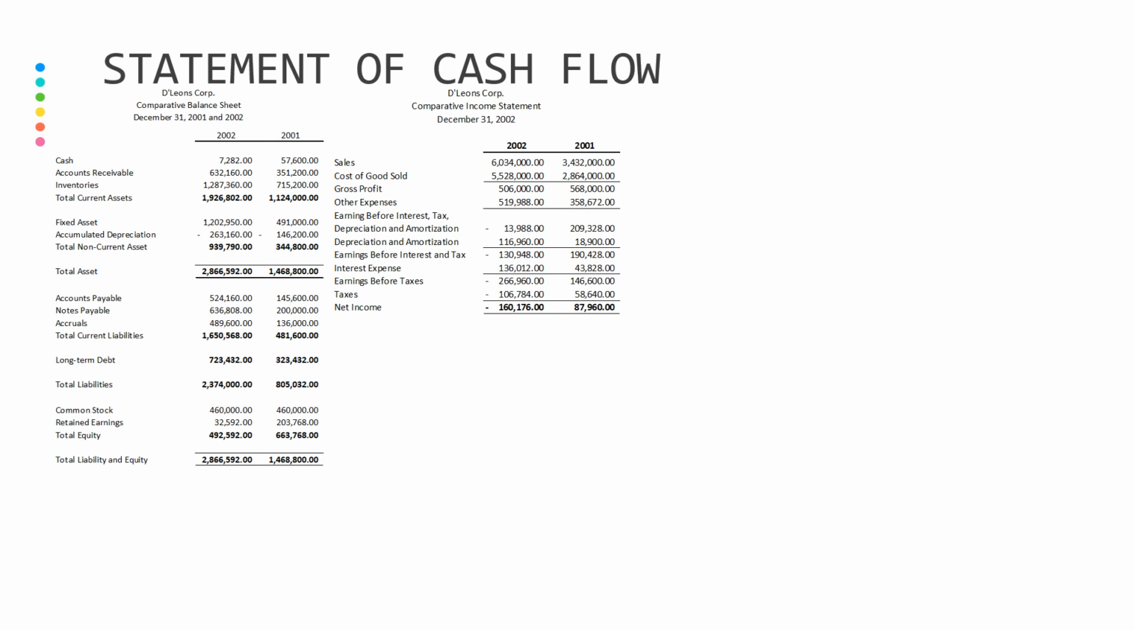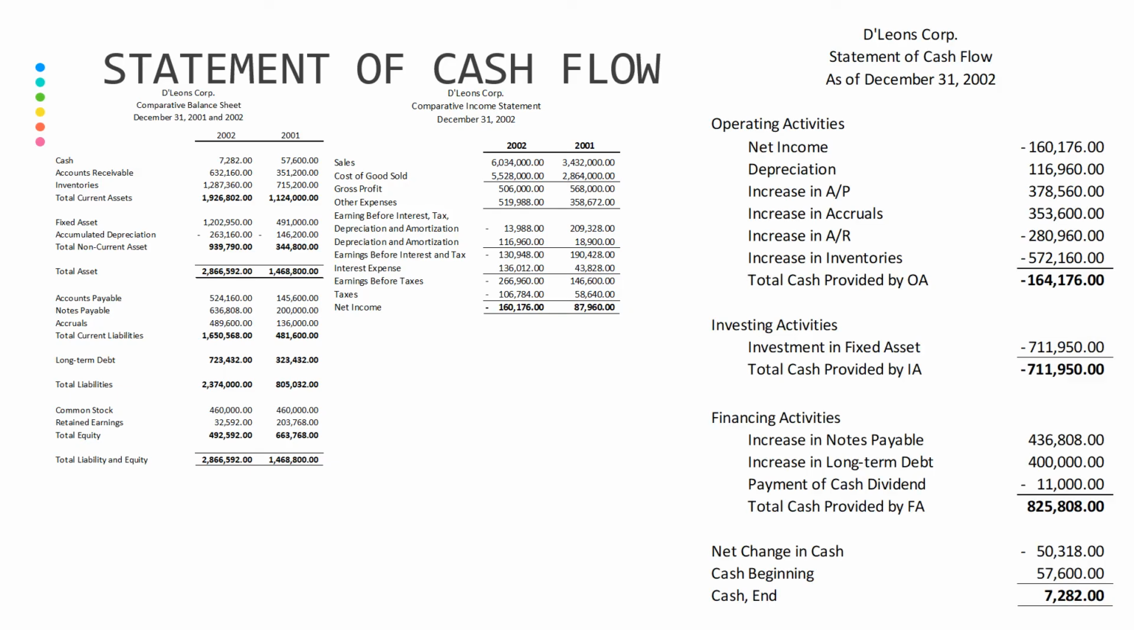Okay, for the statement of cash flow. Again, as I have said in the previous slide, the statement of cash flow complements the balance sheet and the income statement. So basically, the data that we have generated from the balance sheet and income statement will form part of the preparation of our cash flow. Here, we will be preparing the statement of cash flow for De Leon Corp as of December 31, 2002. First is the operating activities.